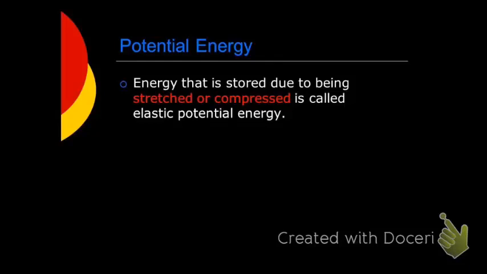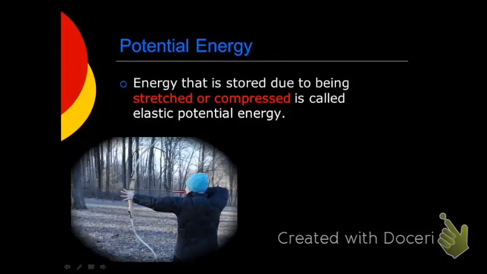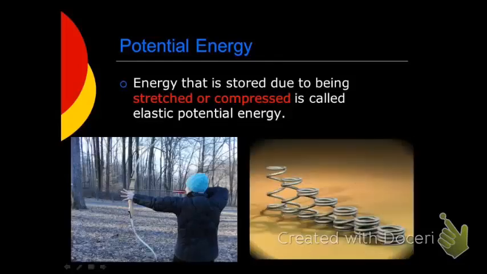So we just learned about gravitational potential energy. This is elastic potential energy. Take a look at what's going on here and tell me what you think the word elastic means. Lily? Hold. Okay, it could be pulled. What else? Stretched. Compressed. It actually means that if you stretch or compress certain things, they go back to their original shape.